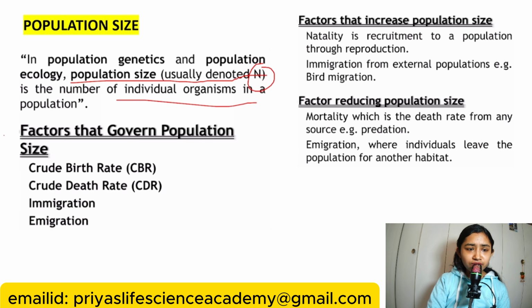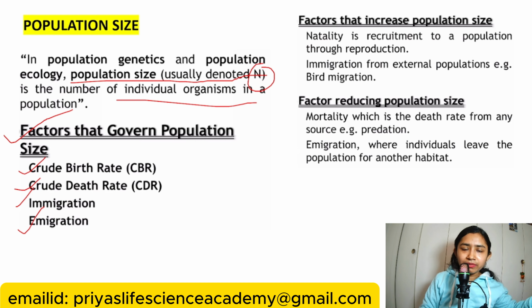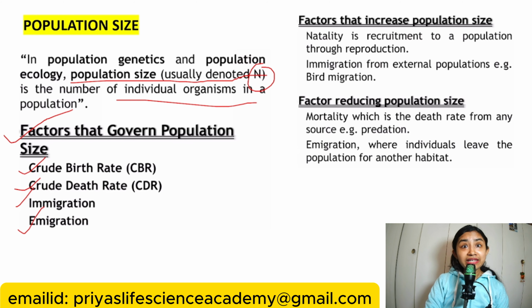Now, you have to know what the factors are that govern population size. Crude birth rate, crude death rate, immigration, emigration. For example, there are 20 individuals of Geospiza fortis. There can be immigration, emigration. Immigration means other individuals of the same species come in, and some individuals may go out of the population. So immigration, emigration, the rate of birth, and the rate of death are responsible for regulating the size of a population.